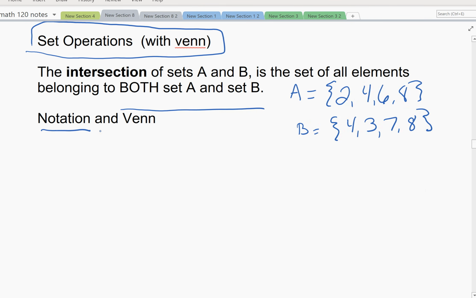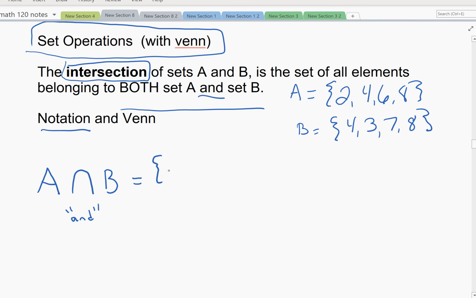Alright, the notation, and then I'll get to the Venn diagram. The notation for intersection is A intersects with B. That's the notation, sort of like an upside down U. What this means is every element in set A that is at the same time in set B. It's that overlap, that intersection. And so the word we use here is and. That symbol represents and. Elements in A and B.